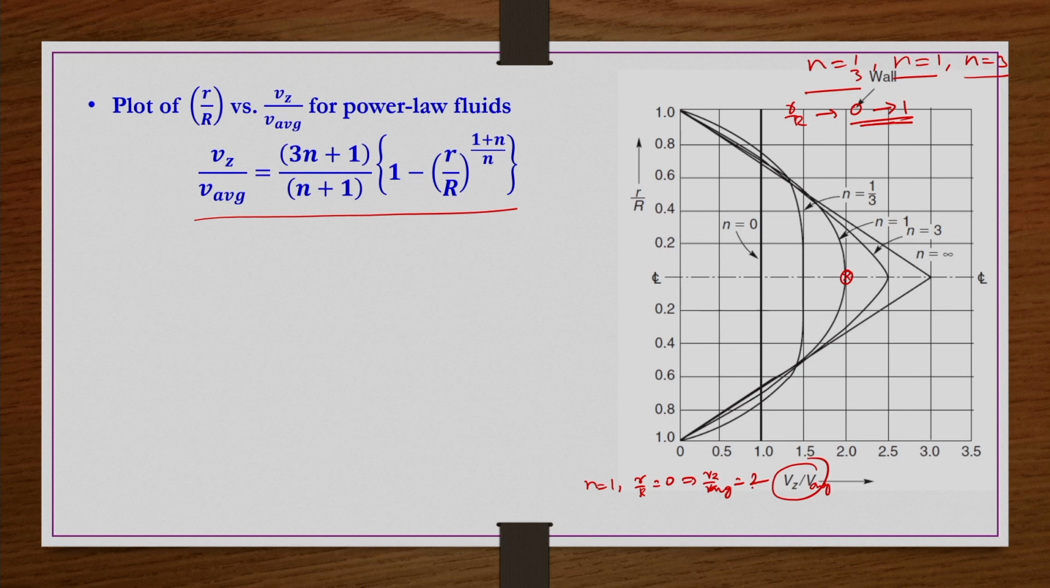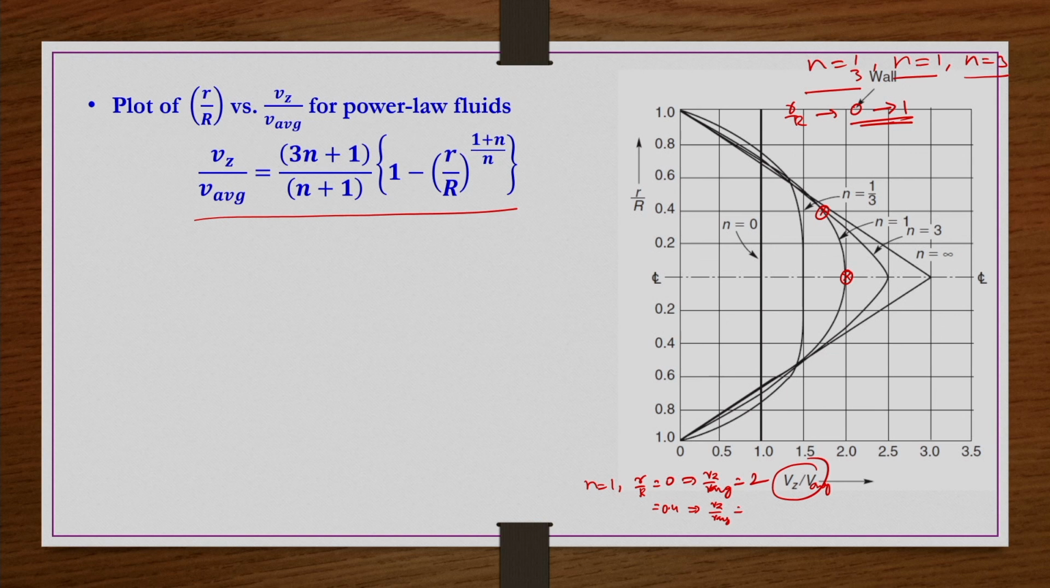Fine. So, now what you do? You take r by R equals 0.4, then Vz by V average you find out how much it is. It will be roughly 1.75. So, that data point is here, right.